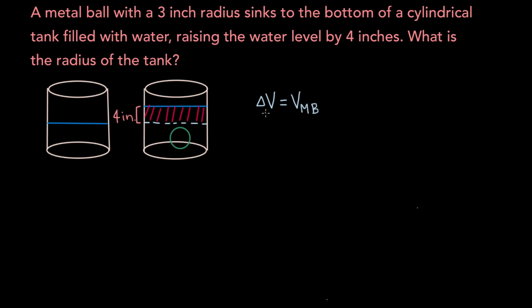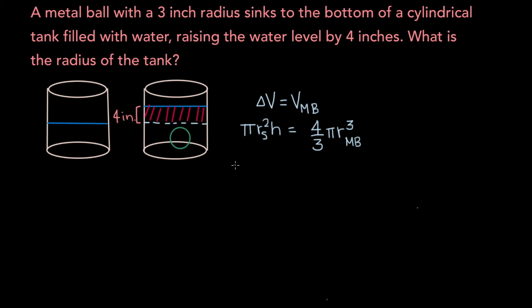Now the shape that represents our change in volume is a cylinder itself, so its volume can be calculated using the formula pi r squared times h. The metal ball is spherical, so its volume can be calculated using the formula 4/3 pi r cubed. Now the r's on the left and right hand side of our equation are not the same. And to avoid confusion, let's call this r sub s to represent the radius of the shaded region, and the r on this side of the equation r sub mb, the radius of the metal ball.